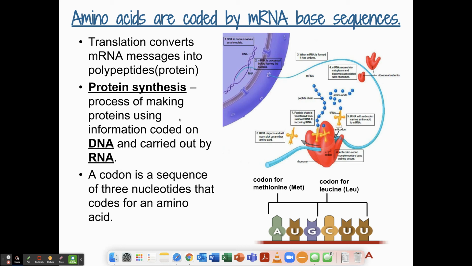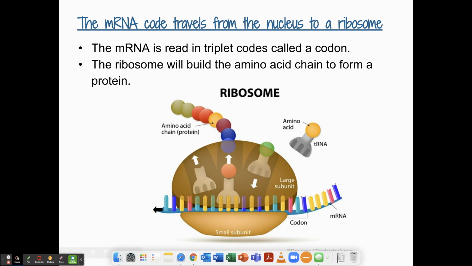A codon is a sequence of 3 nucleotides that codes for an amino acid, as we see here. So every 3 letters on the mRNA strand make a codon, and that codon gives us the information for the amino acid. The mRNA code travels from the nucleus to a ribosome. The mRNA is read in triplet codes called codons, and the ribosome will build the amino acid chains to form a protein. So here's our amino acid, amino acid, amino acid. And as we see here, here is our RNA strand, and this large molecule here is our ribosome.